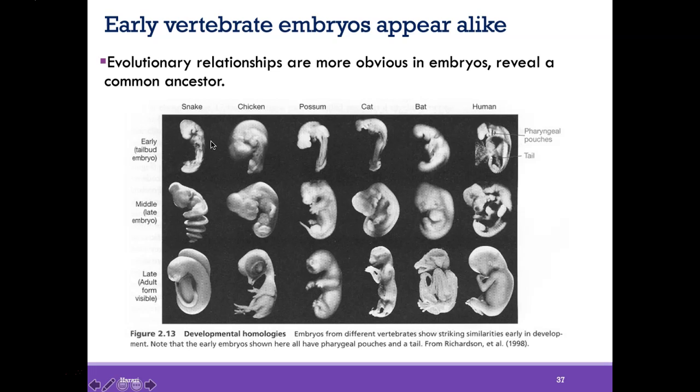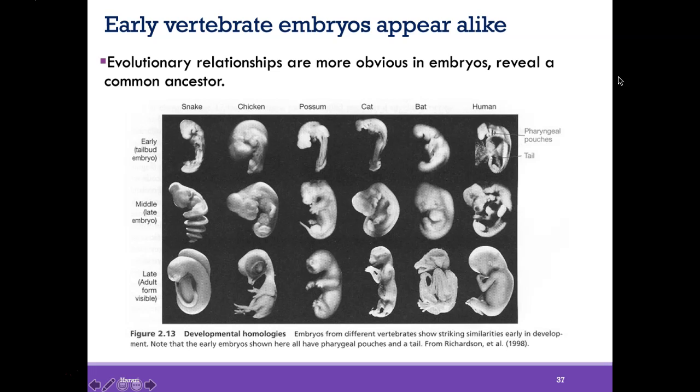As embryos, right, let's look at the earliest embryo. A snake, a chicken, a possum, a cat, a bat, and a human don't look that different from each other, right? Especially with an untrained eye, you would think that these are human embryos. It's only in the late stages of development that you see more distinguishing features between the organisms. But if all of these different, unrelated organisms look the same at the earliest point in development, wouldn't that be evidence for evolution from a common ancestor?